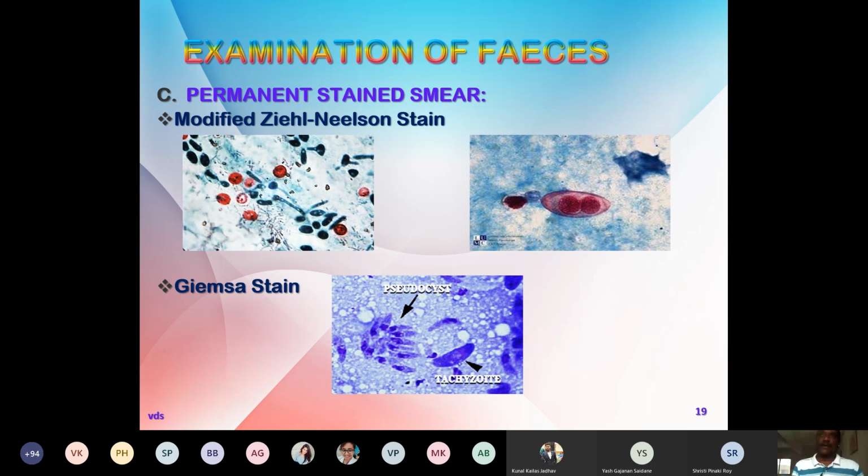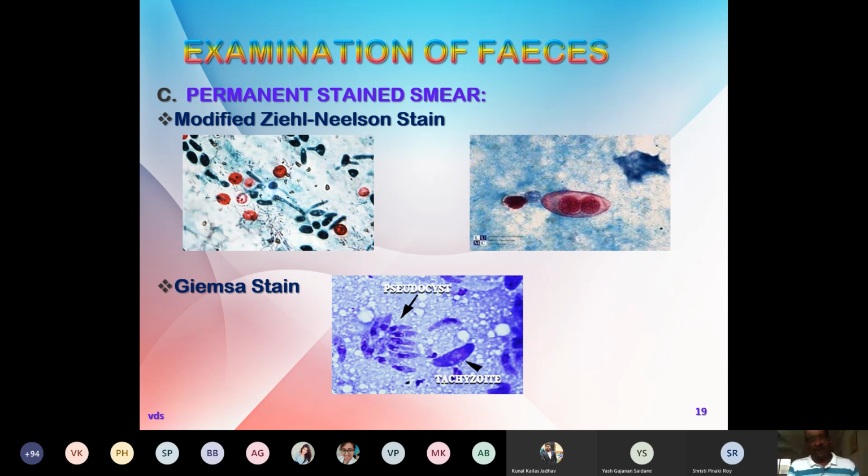Unlike tuberculosis, where 20% sulfuric acid has to be used, for protozoa cyst or sporocyst we use only 1% sulfuric acid as a decolorizing agent. The counter stain remains the same, methylene blue or malachite green. Okay, so this is how we stain with modified Ziehl-Neelsen staining.